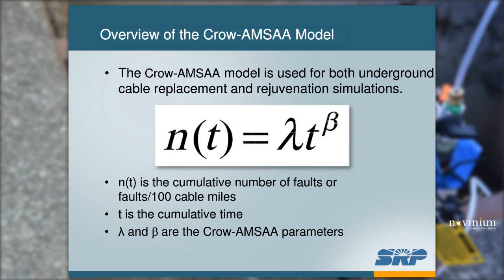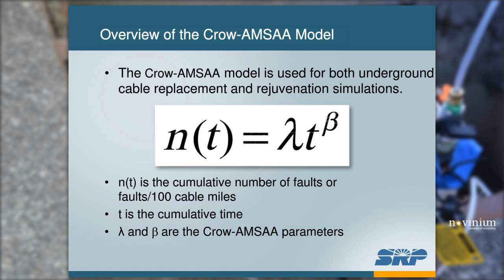Now I'd like to talk a little bit about the AMSAA model and why we chose this particular model to model cable faults. What you see on the screen now is the AMSAA model itself, and we use this both for cable replacement and rejuvenation simulations. The model looks at faults in terms of cumulative faults or cumulative faults per 100 cable mile versus cumulative time. And the lambda and the beta are basically the parameters that describe the fit of the equation to the data.